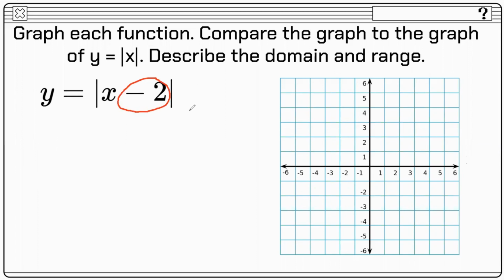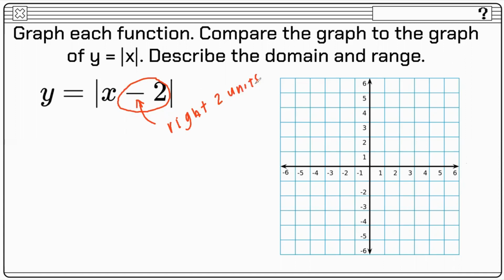Now if you recall the general guidelines for graphing and translations, whenever you're adding or subtracting a value inside the absolute value signs, that means it's a horizontal translation, either left or right. And whenever it's subtracting, that means that you're going to do a translation to the right. And vice versa, if you have plus 2, that would be 2 units to the left. In this case, since it's minus 2, we know we're going to translate all our points right 2 units.